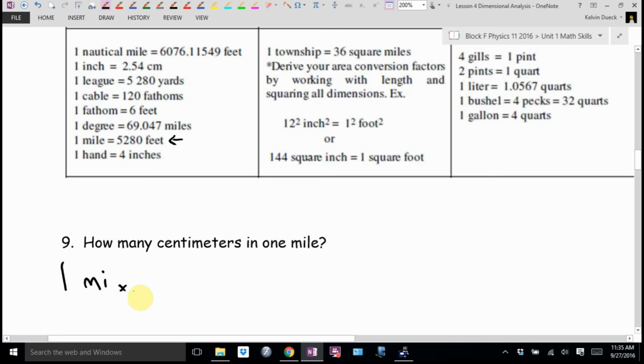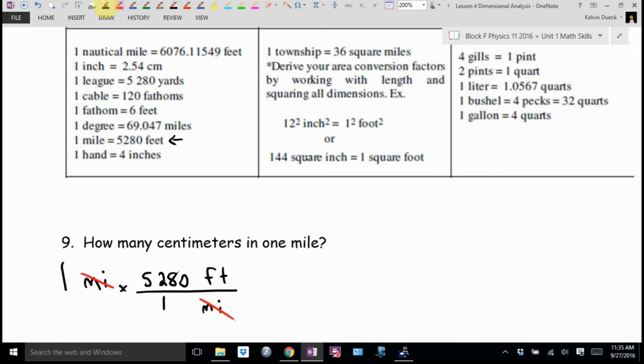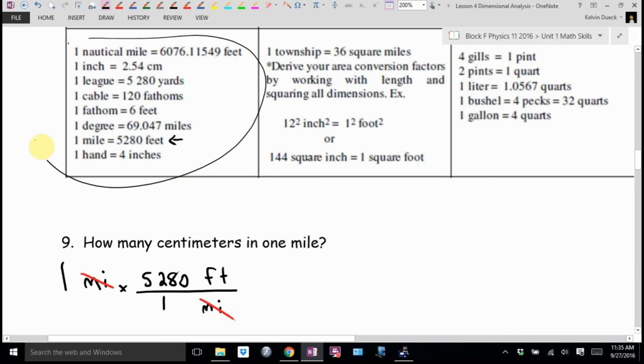So I want miles to cancel. Feet go there, and apparently it's 5,280 feet is 1 mile. What a stupid conversion factor. US, what a stupid system. Well, what do I want to end up in? Centimeters. Do I have a conversion factor here at all for feet to centimeters?